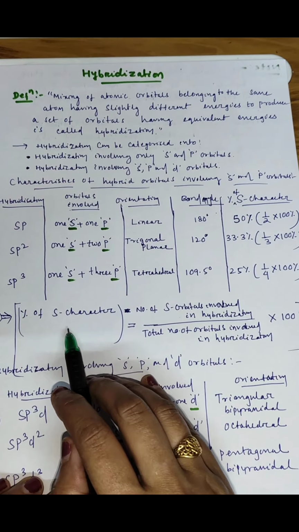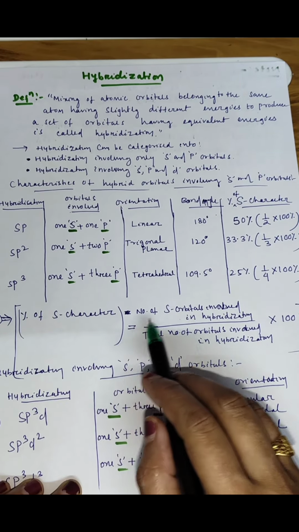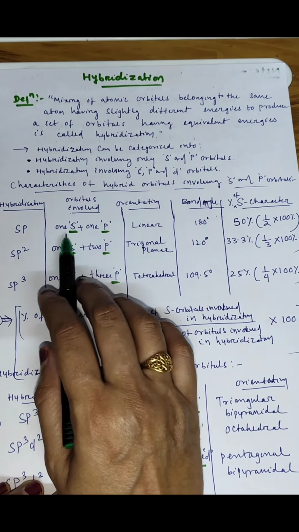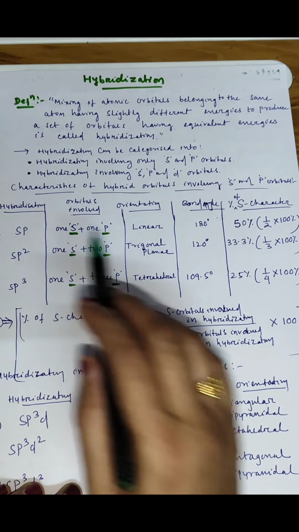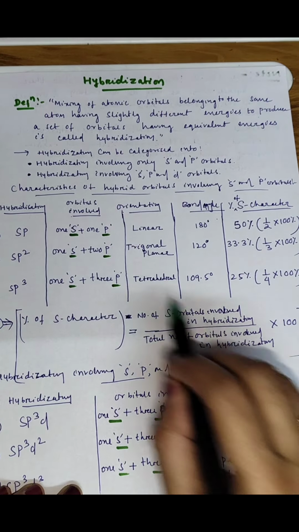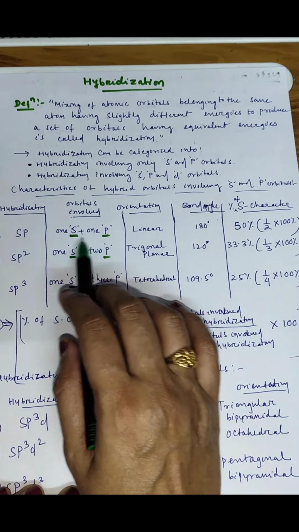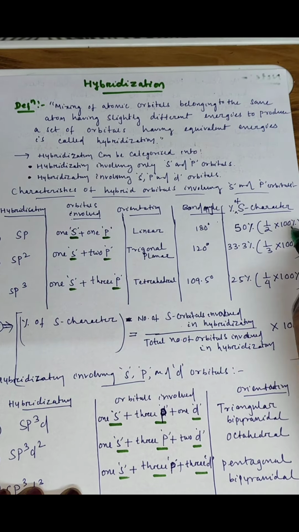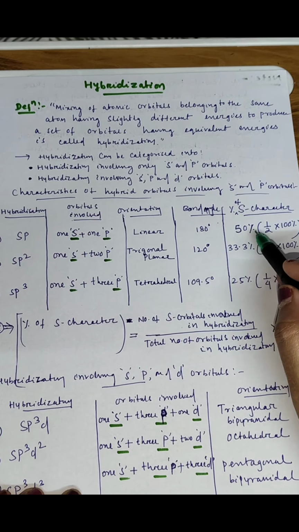Now see here, this is the formula for calculating the percentage of s character. This equals the number of s orbitals involved in hybridization divided by the total number of orbitals involved in hybridization, multiplied by 100. How many s orbitals are involved? 1 s. So it is 1 divided by the total number of orbitals involved. 1 s and 1 p means how many total orbitals? 2. So 1 by 2 into 100%, which equals 50. So the percentage of s character is 50%.